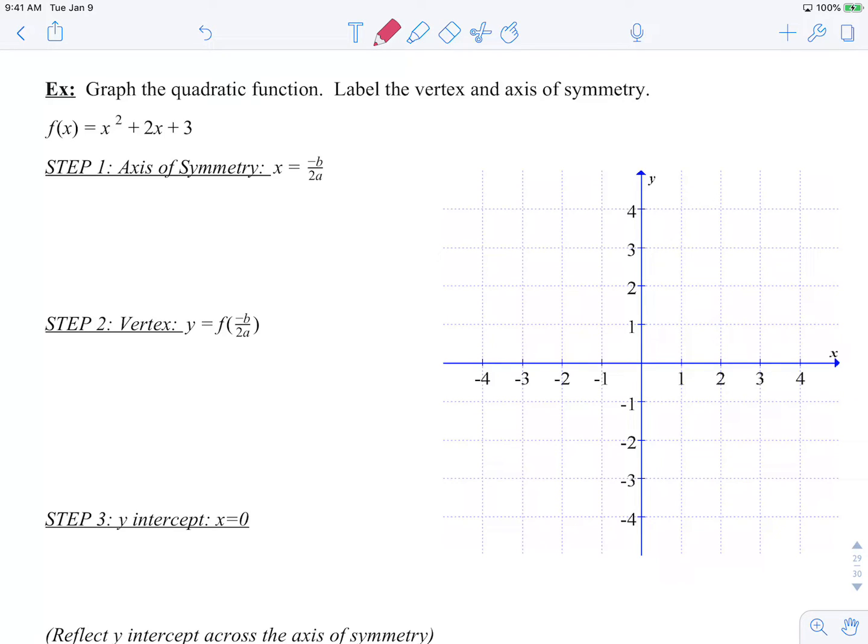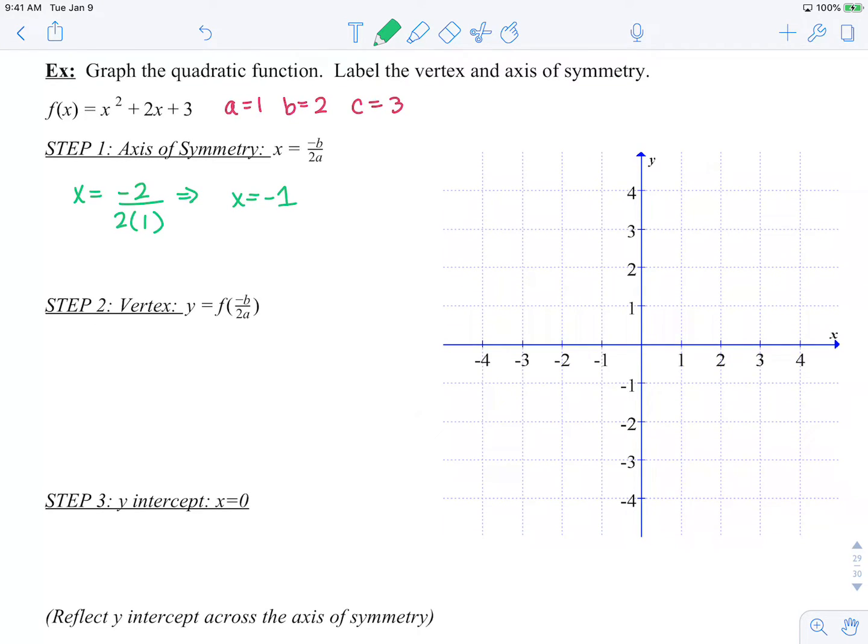Graph the quadratic function, label the vertex and axis of symmetry. So here, a is 1, b is 2, c is 3. Starting with that axis of symmetry, x equals negative b over 2a. So that makes x equal to negative 1 as our axis of symmetry.